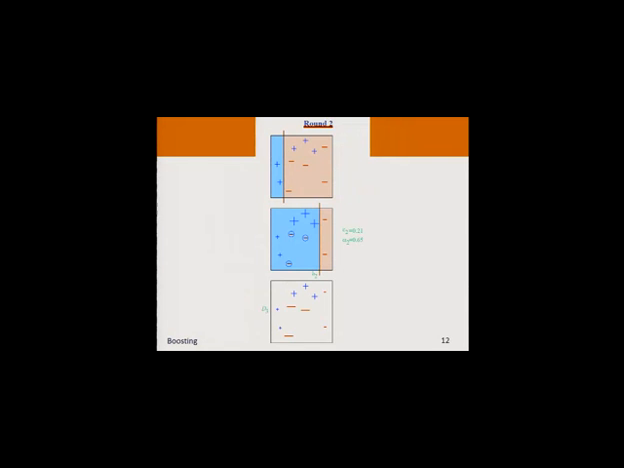Next, I have this data. I had this as my H1. Now I have H2. H2 is going to be a vertical line here. To the right, again, it's negative. To the left, it's positive. Now I have these as mistakes. What's the key observation that you're making here? I made 3 mistakes, just like before. What is my epsilon?